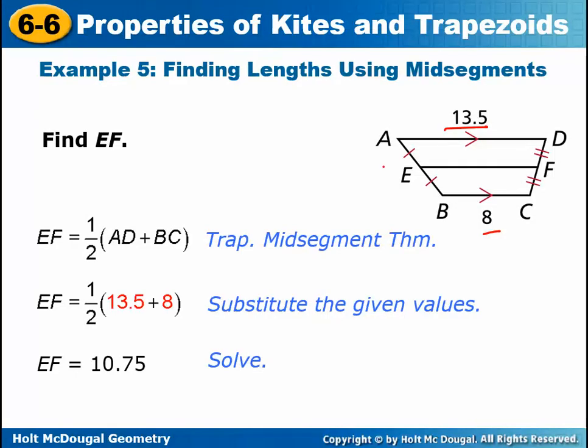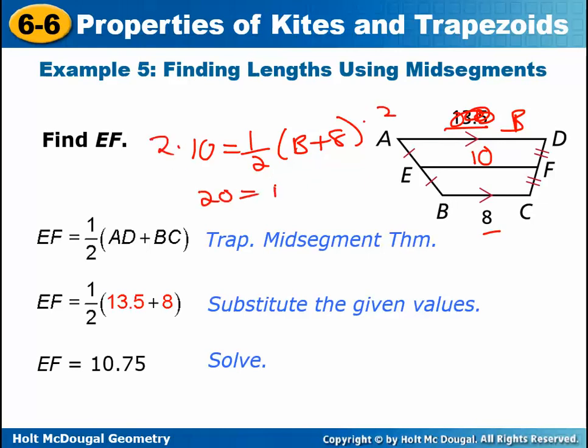You may have a problem, like a little bit more challenging one, if they give you that this is something and they want you to find another base. You could do that by saying that the midsegment of 10 is equal to half of b plus 8. So if you're asked to find the length of one of the bases, you would start by multiplying both sides by 2 to get rid of the 1/2. So 20 is equal to b plus 8. And then you would find out what the other base was.